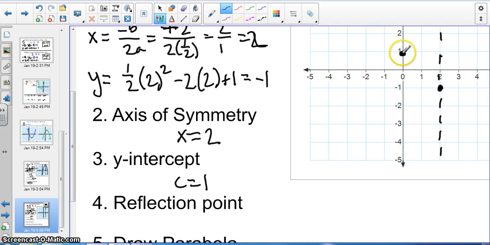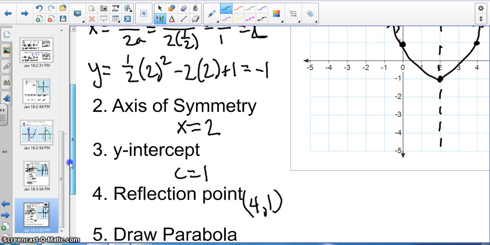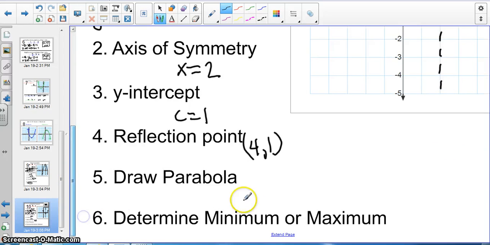Now my reflection point is, if you see, your y-intercept is 2 points away from your dashed line on the left side, so it has to be 2 points away on the right side. I can draw my parabola. So my reflection point, this point right here, would be 4, 1. It opens up, so it is a minimum.